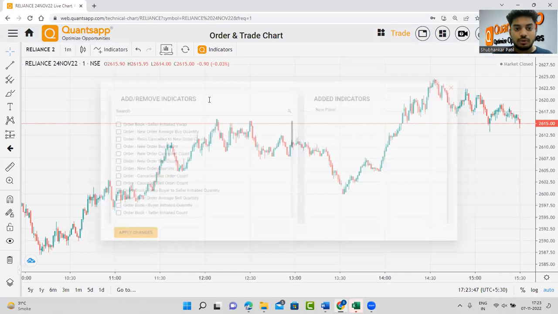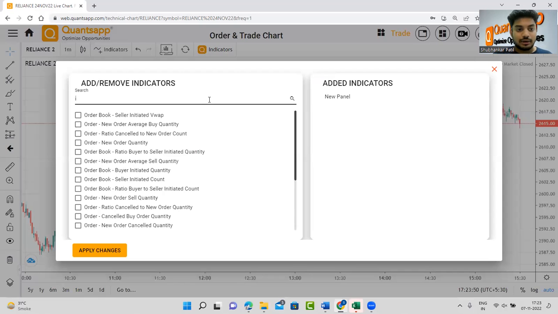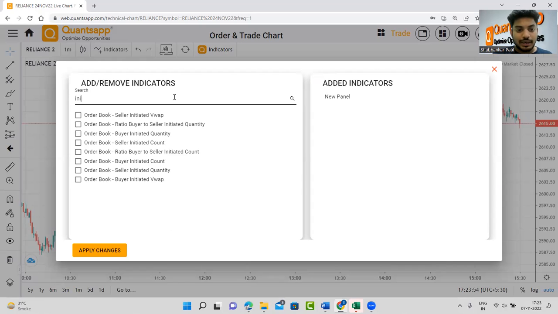What we will do, we will go to indicators. These are indicators based on order book by Quantsapp, so you can use them. But what we are interested in for today's session is buyer initiated quantity: quantities bought by the buyers on the ask price, eager buyer activity, meaning the buyer is convinced that from here the price might move up.